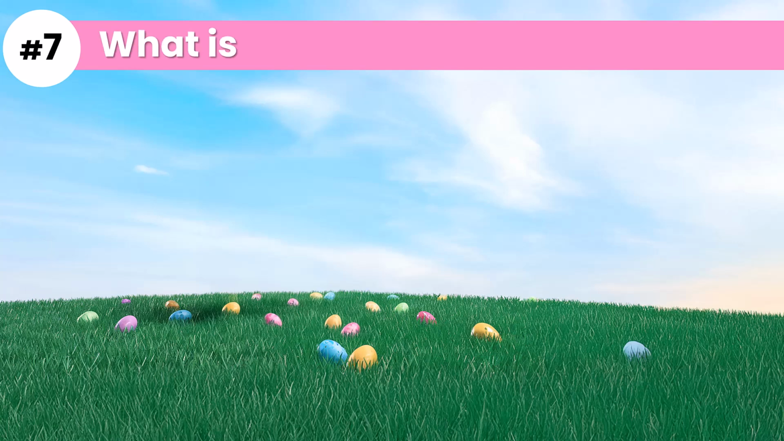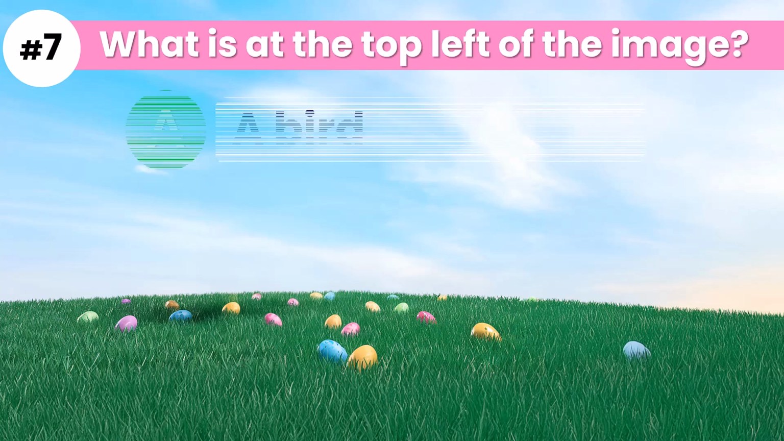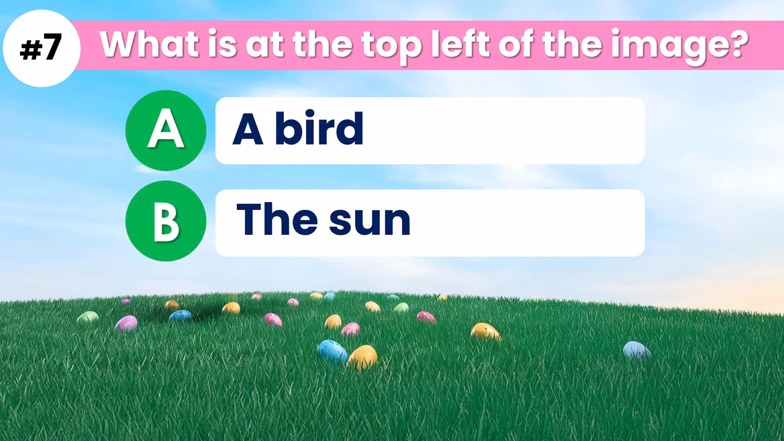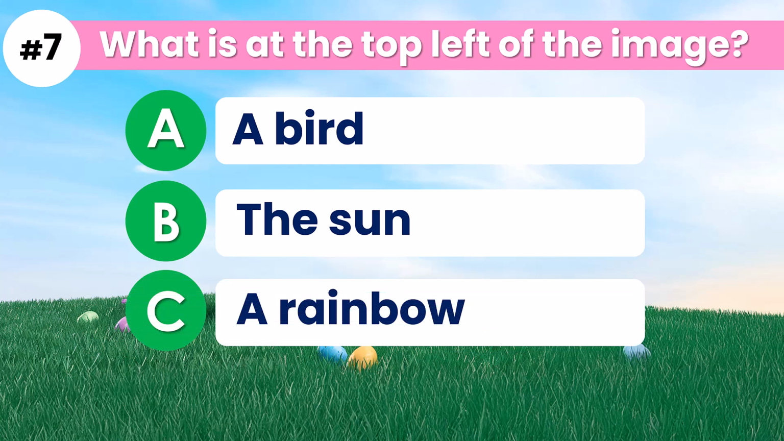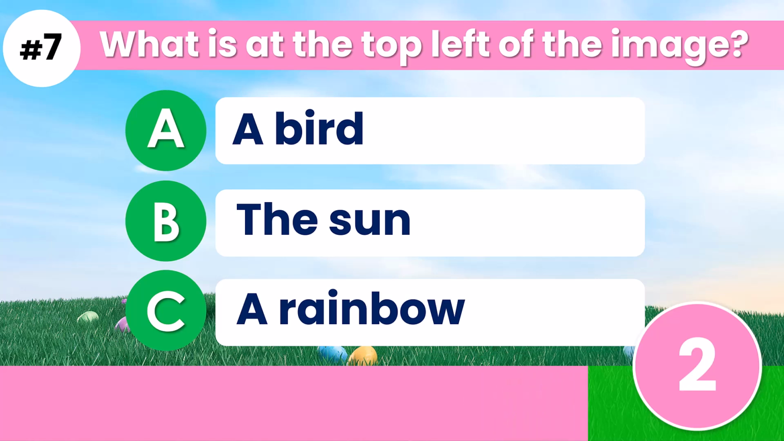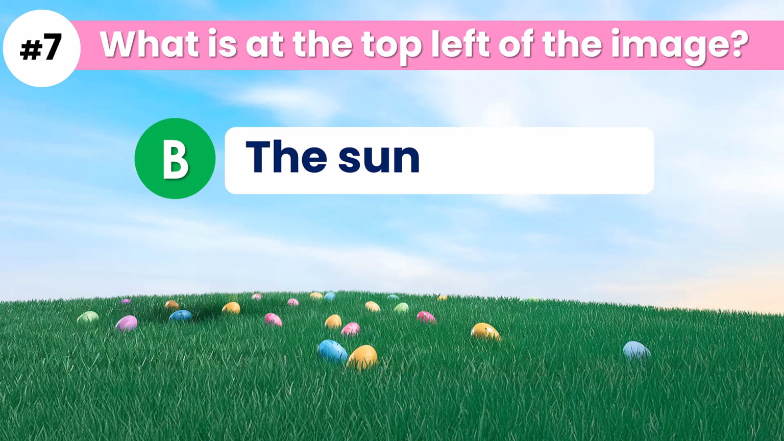Number 7. What is at the top left of the image? A. A bird, B. The sun, or C. A rainbow? The correct answer is B. The sun.